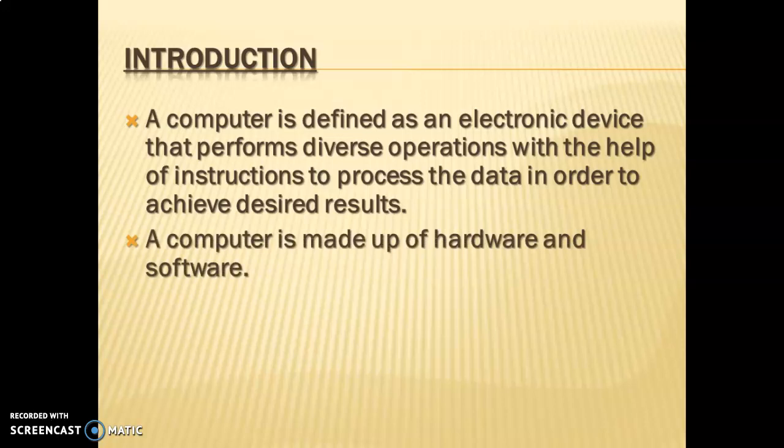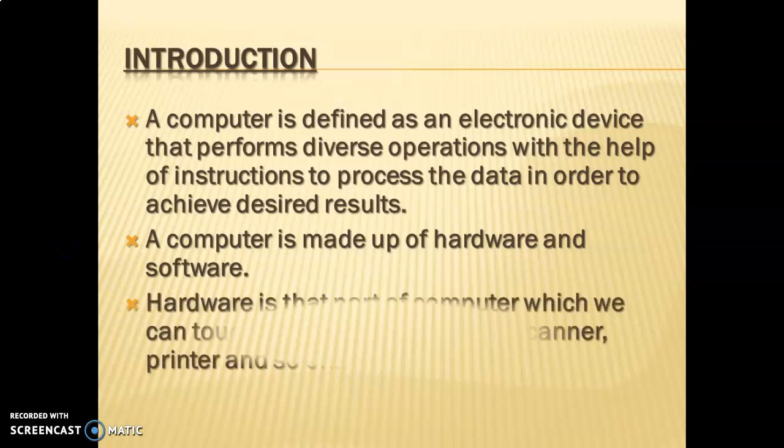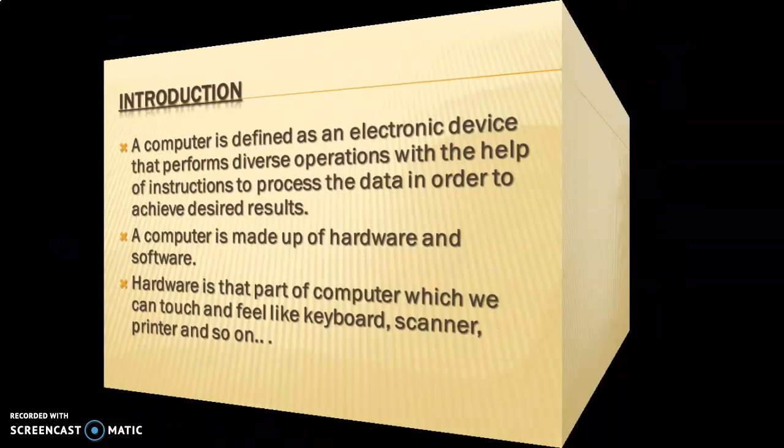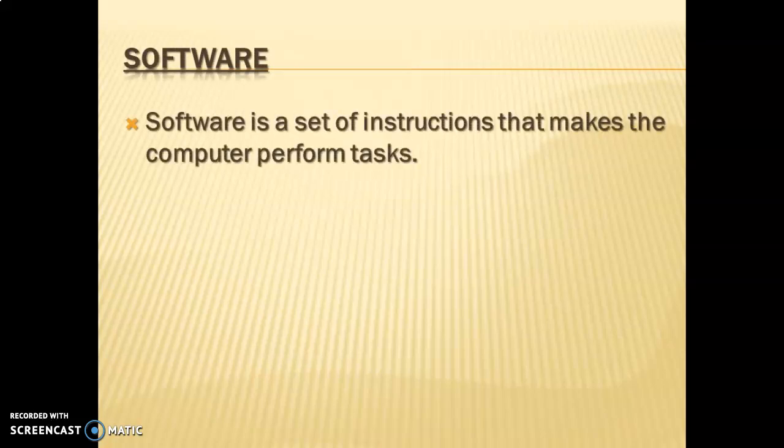A computer is made up of hardware and software. Hardware is that part of a computer which we can touch and feel, like keyboard, scanner, printer, mouse, monitor. These are all the hardware of the computer. Next is software. Now, what is a software? Software is a set of instructions that makes the computer perform tasks.